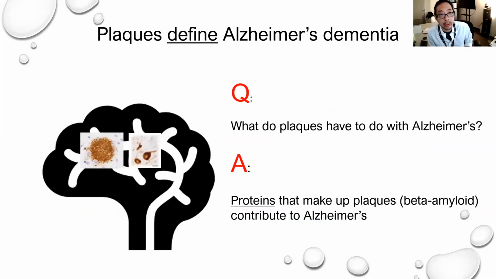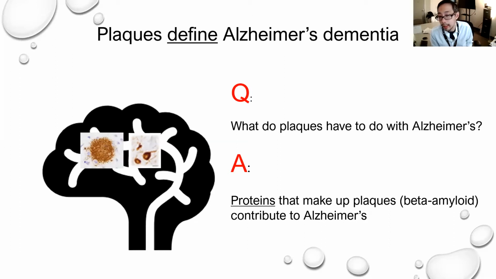So this is where we're at. We know that beta amyloid plaques are specific to Alzheimer's disease. So basically they define Alzheimer's, which is the most prominent neurodegenerative dementia disorder. So what do plaques have to do with Alzheimer's? Do they have something to do with the degradation of brain function?